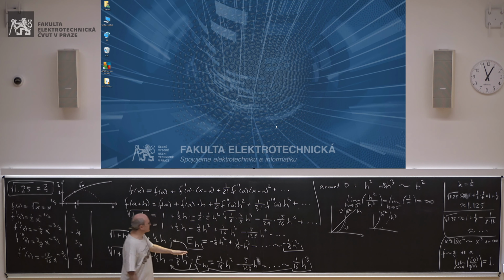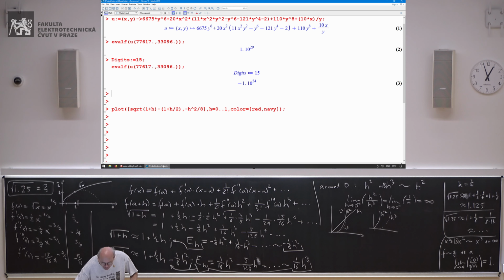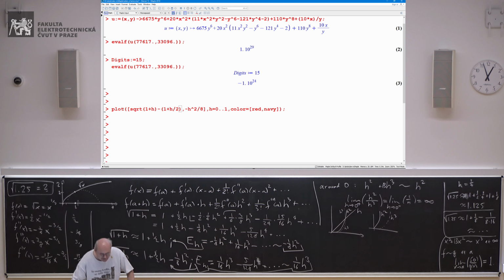So the second formula is much better. Does it work in applications? The answer is yes, or in practice. Let's make an experiment. Here is my Maple. What you see here is a plot.